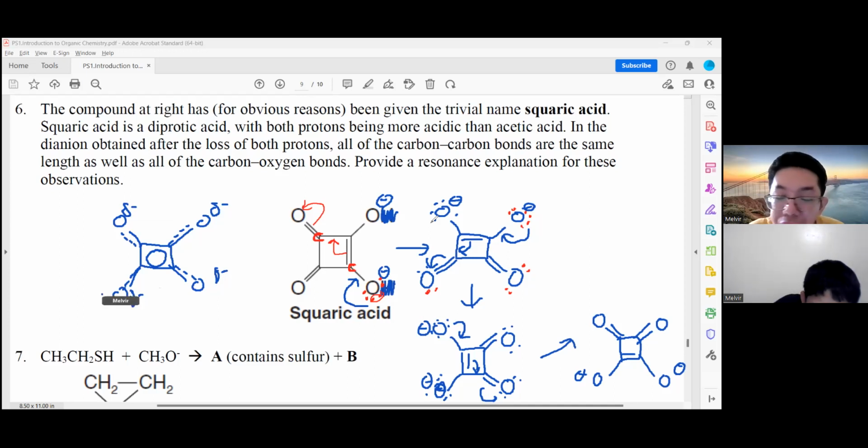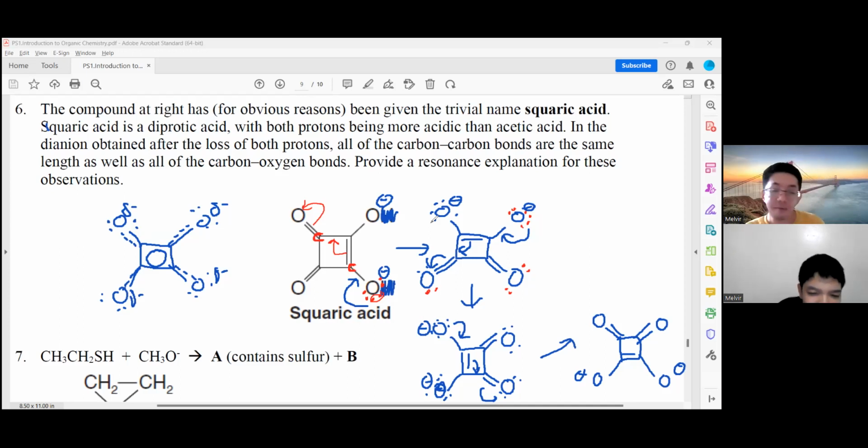How many lone pairs does your oxygen have? Okay, two each. Good. With that resonance hybrid structure, explain now why your squaric acid is literally a square.